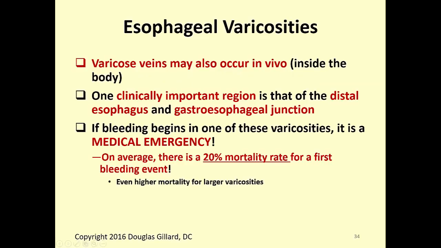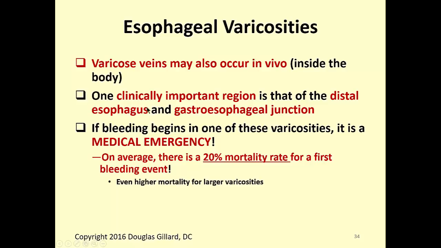Other varicosities. Now, this is an important one here. I'm not sure if I had put this one in last quarter, but this is really good. Esophageal varicosities. So varicosities don't always occur outside. They can occur inside the body as well. And one important clinical region is the distal esophagus, right where it connects into where a Barrett's esophagus can occur, or the gastroesophageal junction itself.